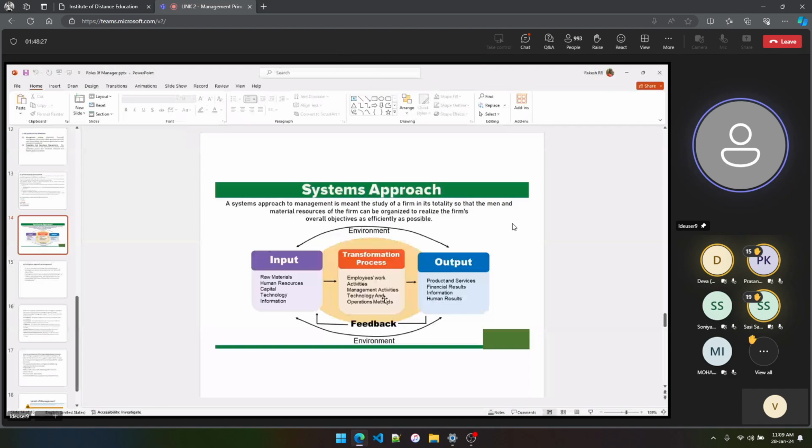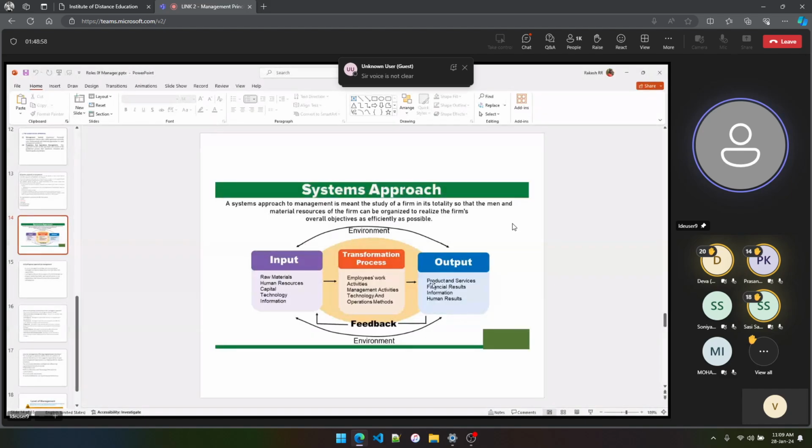Using all these things, for example, raw material comes in, they process it, people work, all the activities happen, you use proper technology, you take proper decisions, and if you complete all that properly, you will reach a stage where the desired output is ready. So once the output is ready, output product and services start, financial results will come, information and human resources. You can identify who has worked how much. Okay, this is very important.